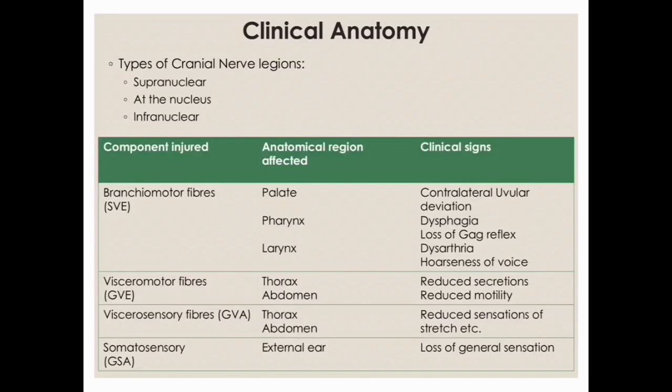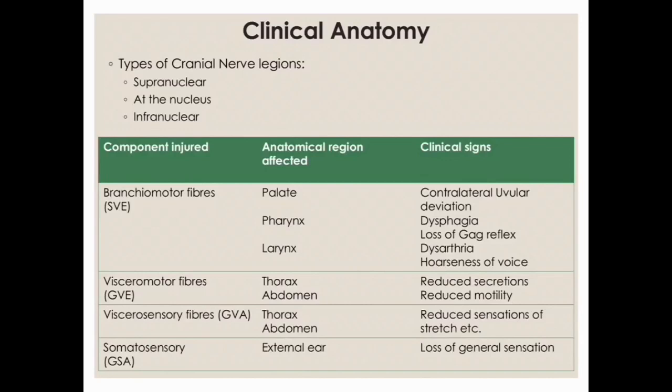So if the component that is affected is the branchiomotor fibers, now in case of the 9th, 10th and 11th cranial nerve, these are coming from the nucleus ambiguus, the SVE. Okay. So if the palate is affected, then it is going to clinically present as contralateral uvular deviation. That is deviation of the uvula to the normal side, the unaffected side. This is because of the unopposed action of the muscles of the opposite normal side.